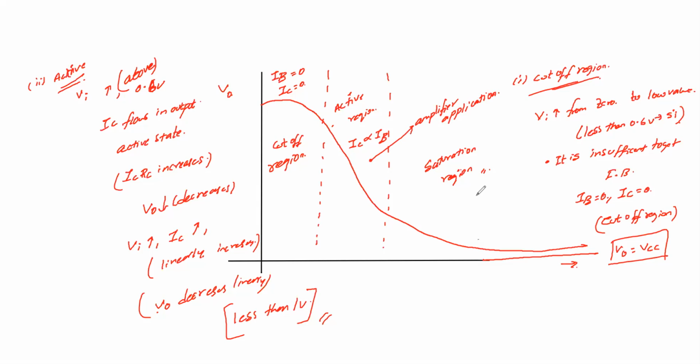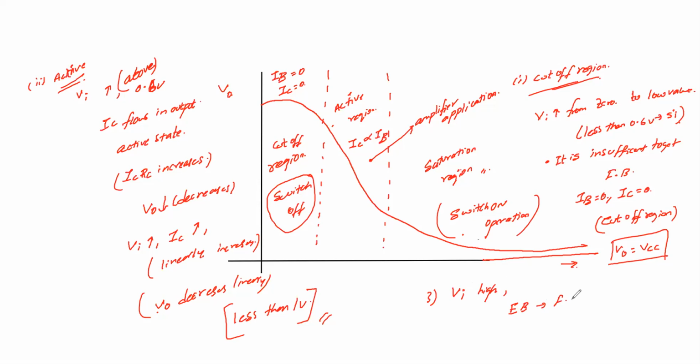Third one is your saturation region. For this saturation region, we can say that cutoff region is nothing but a switch off operation. Saturation region is nothing but switch on operation, because of this stage the voltage is going to rise and current is also going to rise. Let's see that. Saturation region, here Vi is high. Input voltage is high. So when input voltage is high, the emitter base junction will be heavily forward bias. Forward bias, that moment what will happen? A large amount of current is flowing through your output.